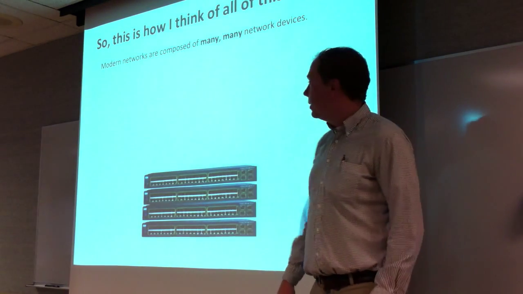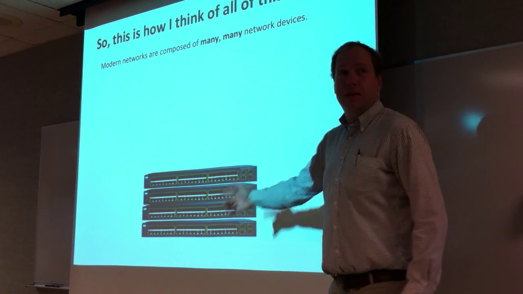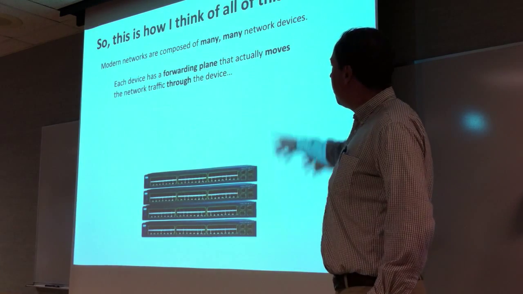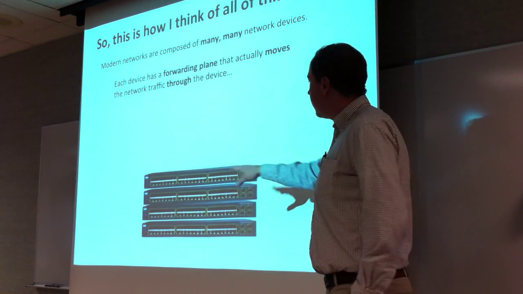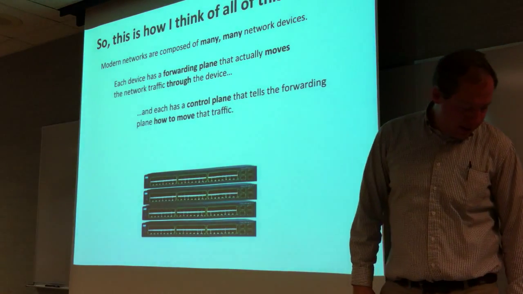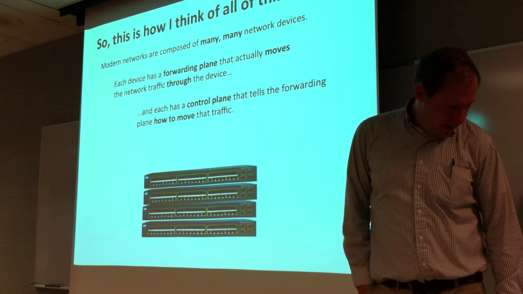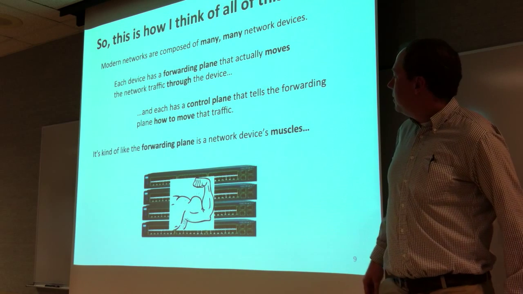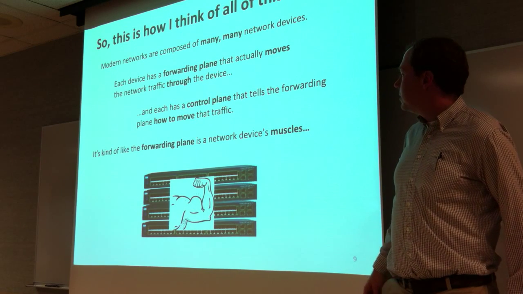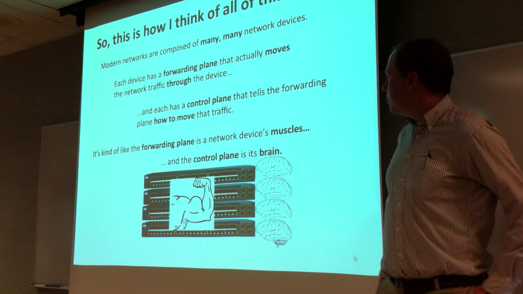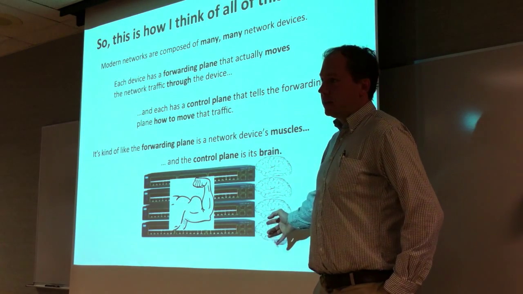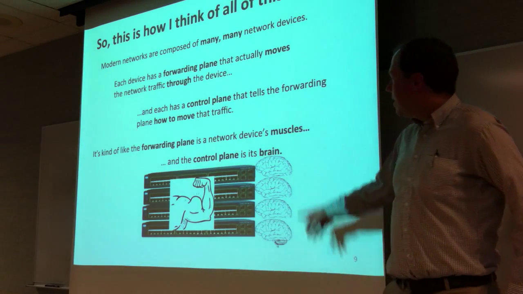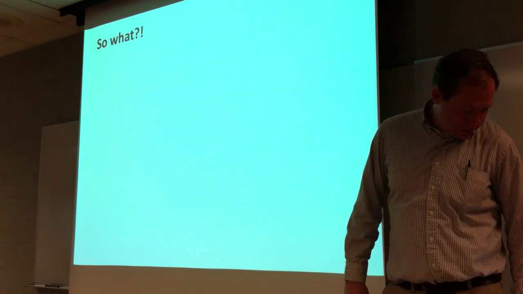So a network is composed of lots of these switches. Every device has a forwarding plane, and that's what moves the traffic through the device. And every device has a control plane. If you think of the forwarding plane as the muscles, and the control plane as the brain, that's basically the way the network works. Lots of brains, lots of muscles, every single one of them independent.